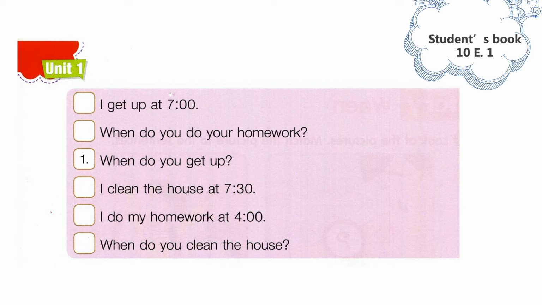Okay, let's check your answer. Number 1, number 2 is I get up at 7 o'clock. How about number 3? Number 3 is when do you clean the house? And number 4 is I clean the house at 7:30. How about number 5? When do you do your homework? And number 6 is I do my homework at 4 o'clock. Who got perfect? Very good.